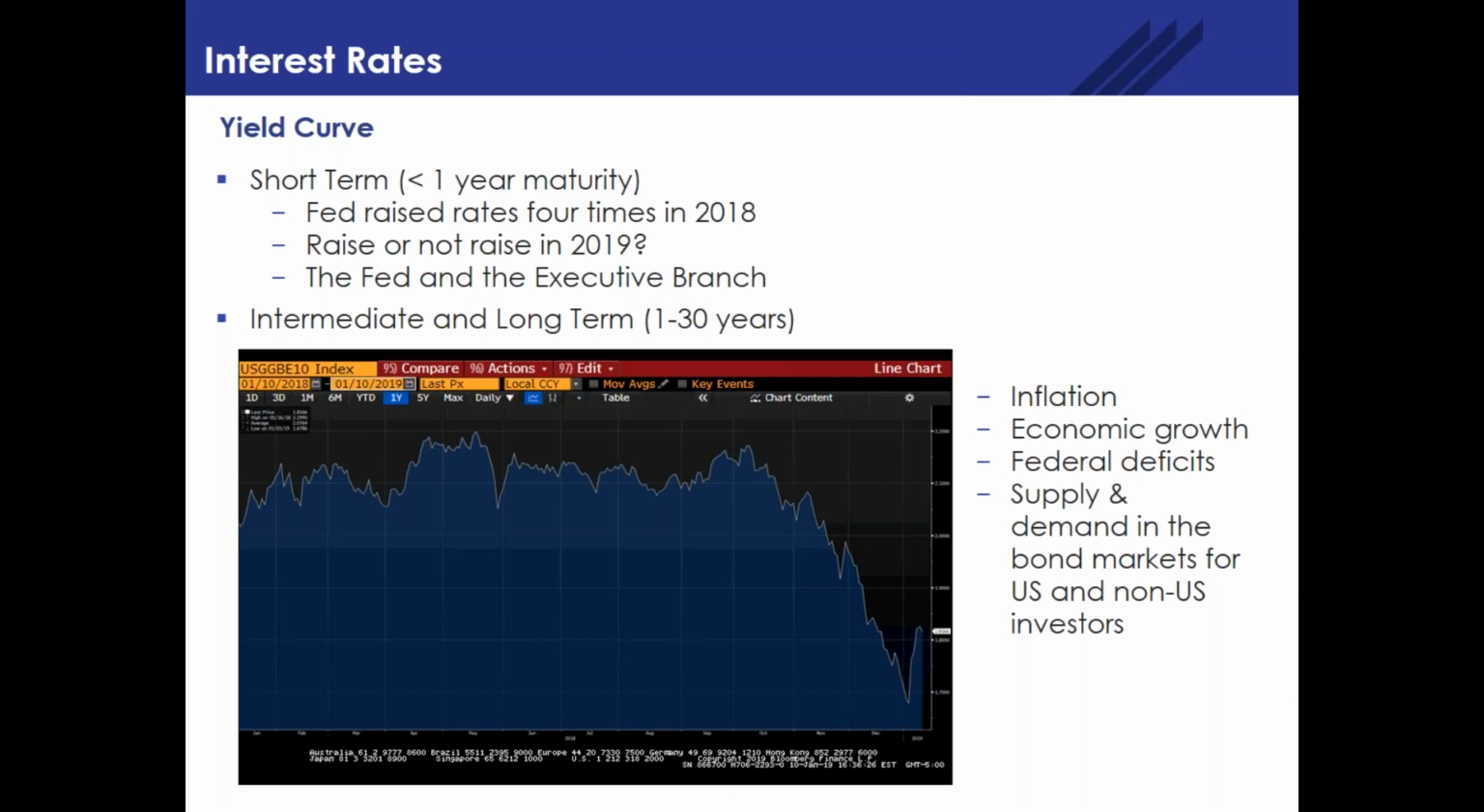Now, the intermediate and long term go from 1 to 30 years, and the long end is impacted not so much by the Fed, but by inflation. Okay, what's the expected inflation going out in time, economic growth, federal deficits, and the supply and demand in the bond markets for U.S. and non-U.S. investors. So it's a different bunch of things which determine whether long-term interest rates go up or go down.